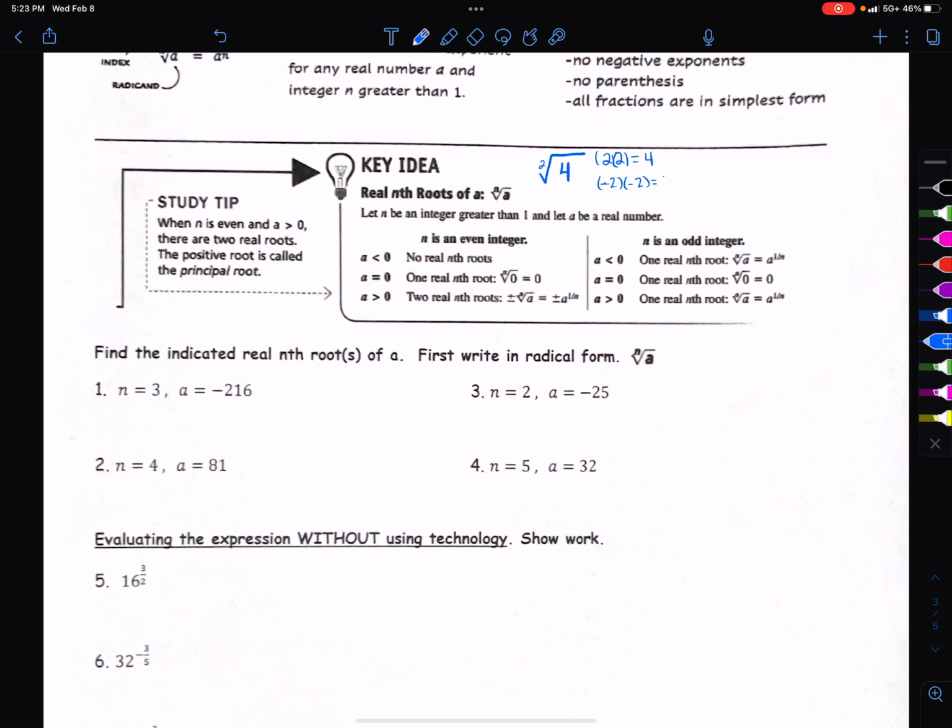That also equals 4. So when I take the square root or the 4th root or the 6th root or the 8th root of a positive number, the answer could come out to be positive or negative. So this could be plus or minus 2. And that's what it says right here.